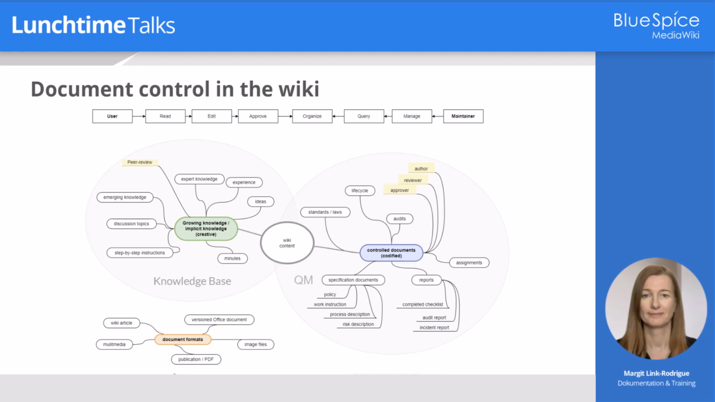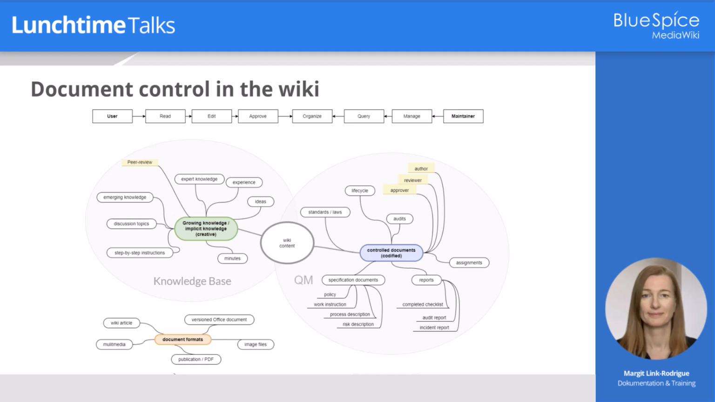For example, simple step-by-step instructions, maybe just standard recurring documents such as meeting minutes. Those are very simple but yet powerful use cases. On the right side, you see this big QM bubble where the wiki also has a lot of strengths. In the blue area, it says these are your controlled documents.